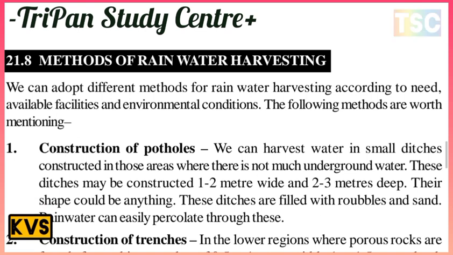The first point here is the construction of a pothole. The pothole is the most important construction. We can harvest water in small ditches constructed in those areas where there is not much underground water. These ditches may be constructed 1 to 2 meters wide and 2 to 3 meters deep. The shape could be anything, and these ditches are filled with rubble and sand, and rainwater can easily percolate through this.